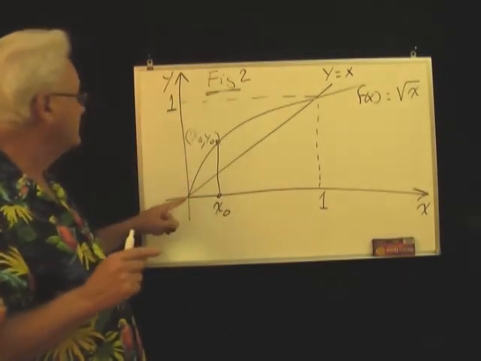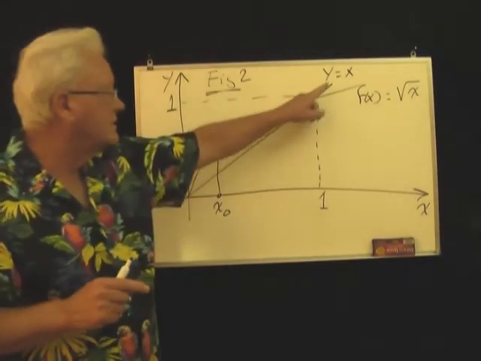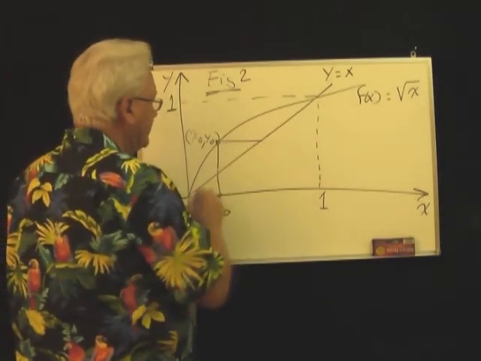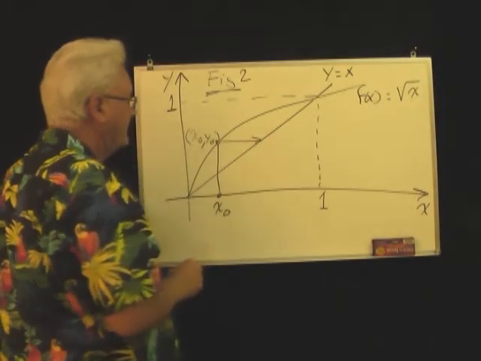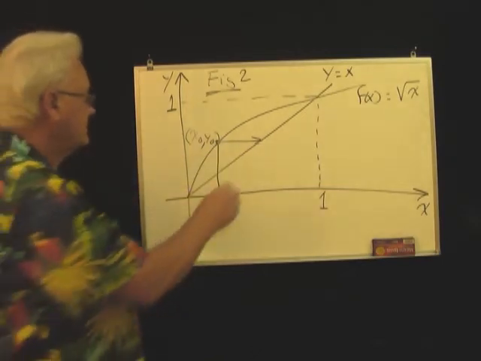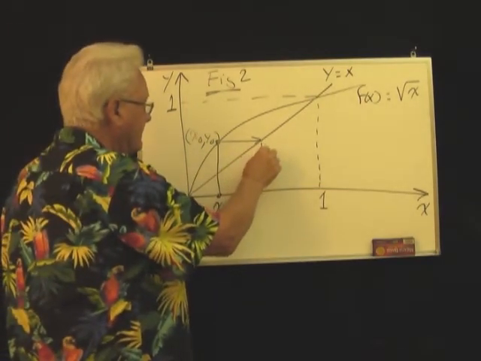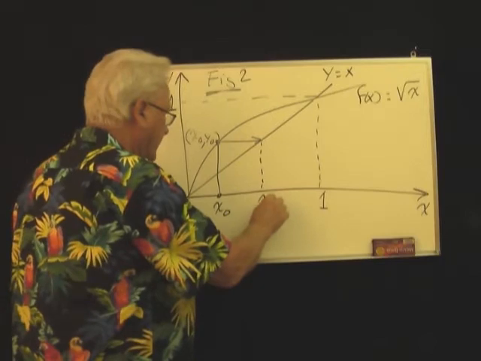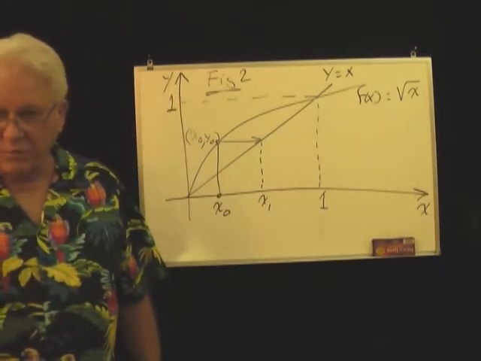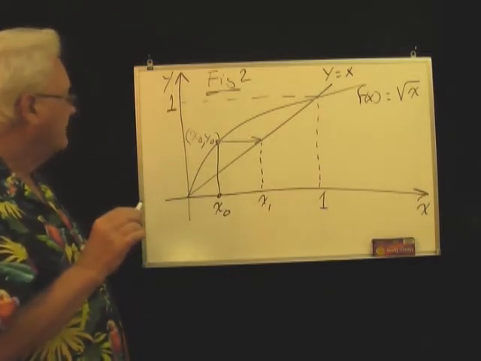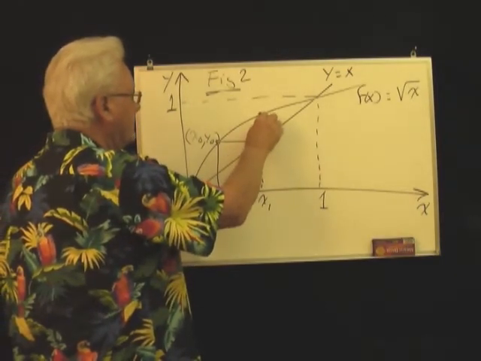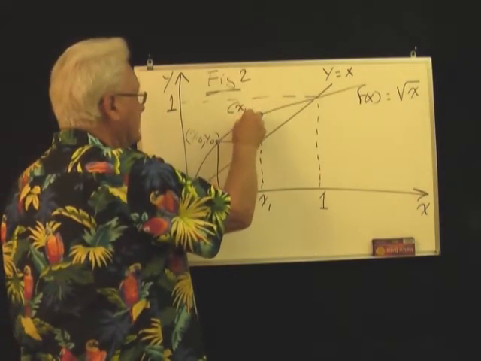Here's the line y equals x. And so what I'm going to do here is go right on over to it, straight over. And x and y are the same here, so this becomes x sub 1, our new x value. And if we work the function on this x sub 1, we get it right here. So this is going to be x1, y1.